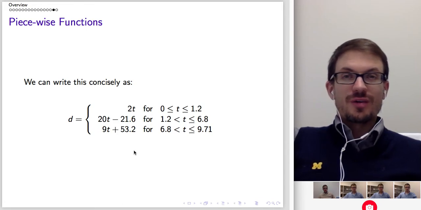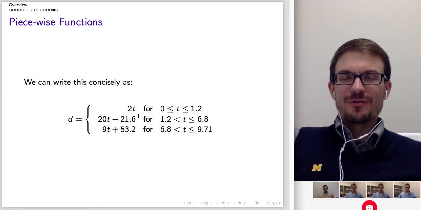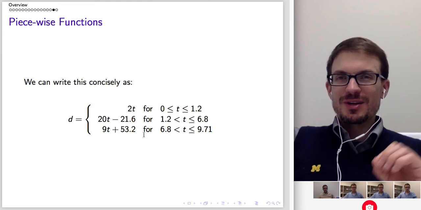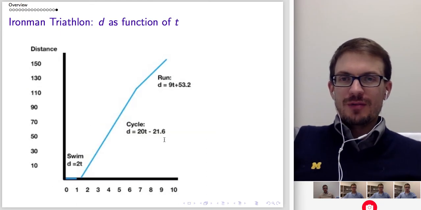And of course, this is all resting on the very strong assumption that our participant has traversed this Ironman using a constant speed for each of the three: a constant swimming speed, a constant cycling speed, and a constant running speed. That would be very unlikely.